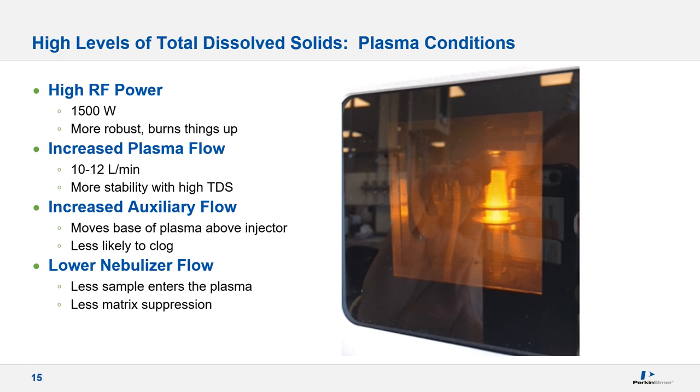Finally, using reduced nebulizer flow puts less sample into the plasma. The main benefit is that there will be much less matrix suppression, leading to increased signal-to-background ratios. This is a picture from one of my coworkers in the Netherlands who was running a sodium chloride brine on an Avio.